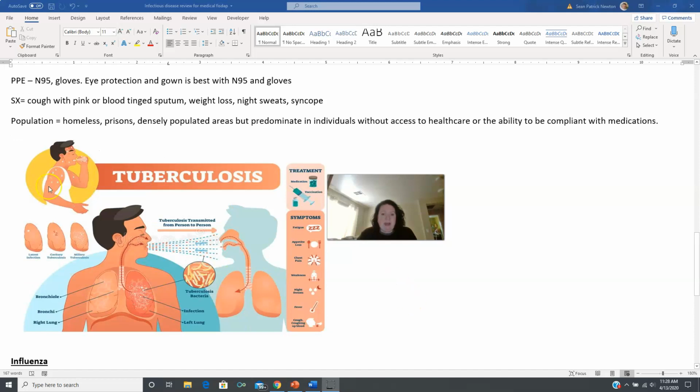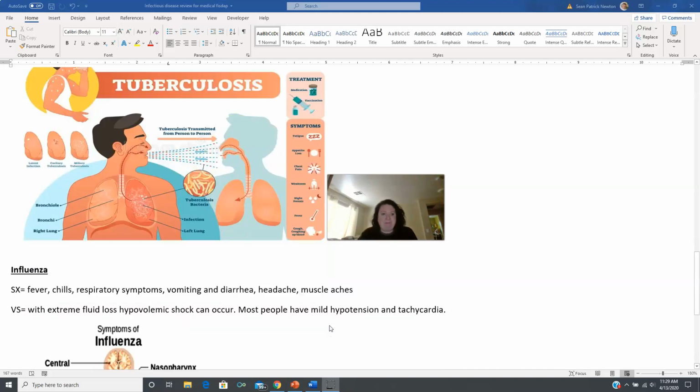So symptoms we've got in this diagram: fatigue, appetite loss. This is where the weight loss comes in. Chest pain, weakness, night sweats, just a very classic symptom. Fever, and then coughing up blood. So it could either be frank blood or chunks of blood clots, or just sputum that has some tinged blood in it, so pink sputum.